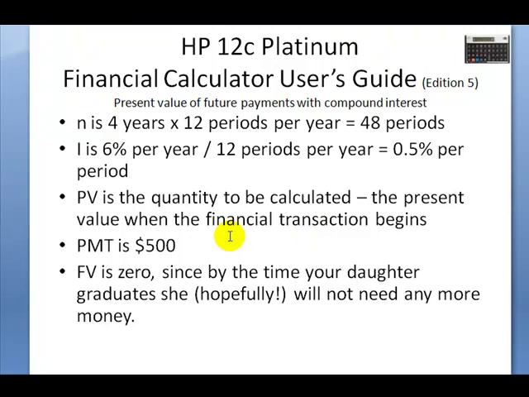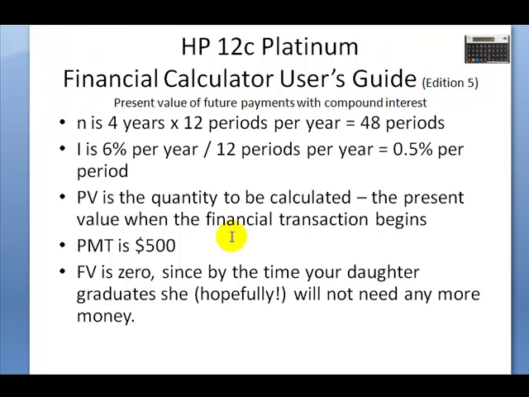The fact that this is going to be 14 years from now, that would be another problem. In other words, how much would you have to put into the bank per month between now and 14 years from now so that this amount would be there for your daughter? We're not worrying about that.